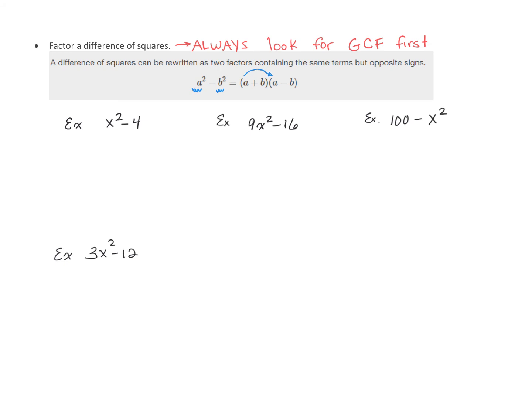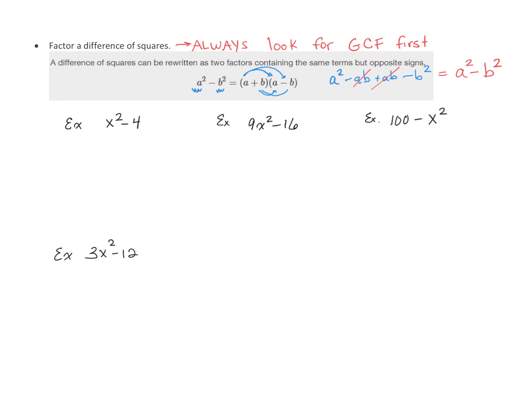If we FOIL this, we get a squared minus ab plus ab and then minus b squared. And what you should notice is these two add to 0. So we actually just get a squared minus b squared. These are fairly easy to factor if you recognize your perfect squares.